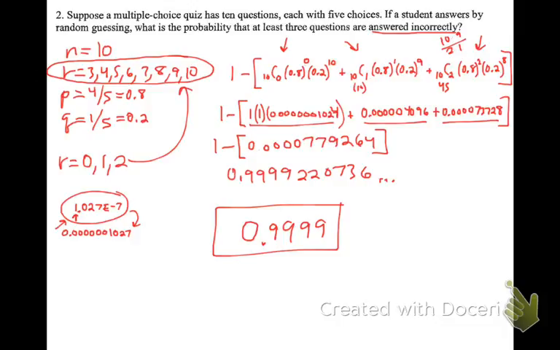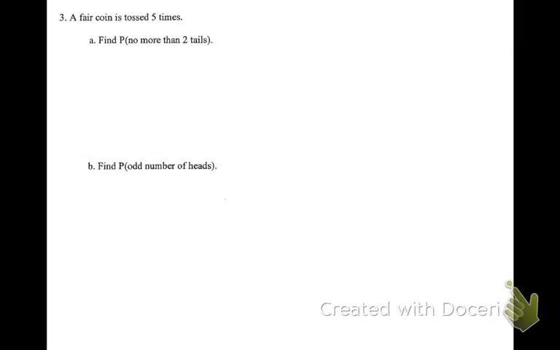Now let's look at this last question. This question I'm going to focus on when you use fractions and how that might be used instead of decimals, because sometimes fractions are a little bit better. So let's look at this problem. A fair coin is tossed 5 times. You want to find the probability first that there are no more than 2 tails.